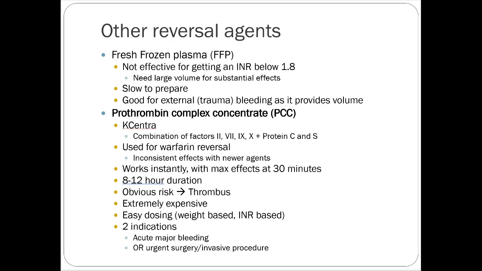Other reversal options: fresh frozen plasma has a bunch of clotting factors in it. It's effective at getting the INR down a little bit, but below like 1.8, you probably won't do anything. And you need a ton of plasma. It's a lot of volume. So if your patient's volume overloaded, it's going to be a moot point to begin with. And it's slow to prepare.